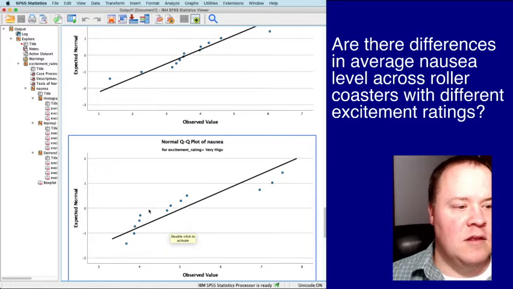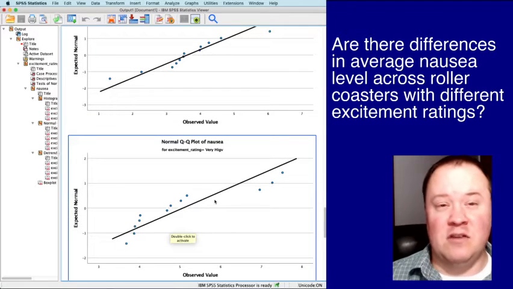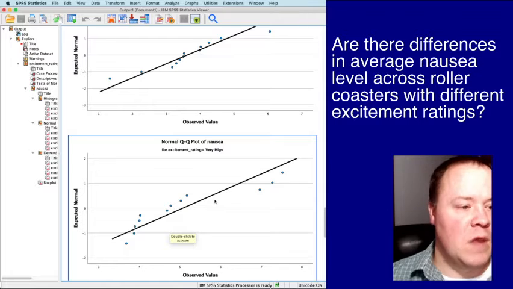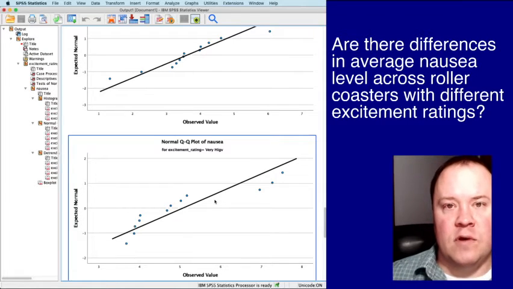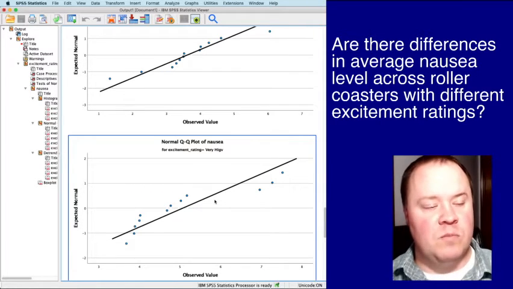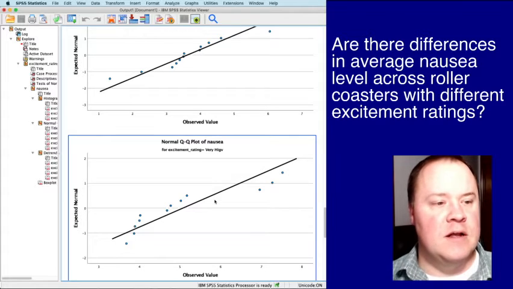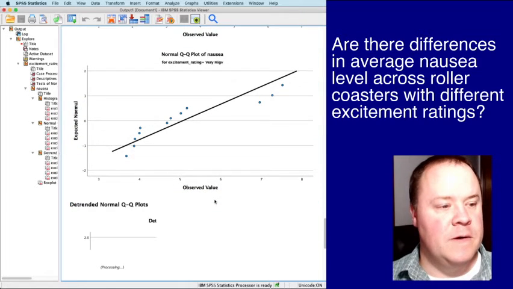And this one is a little bit more difficult to tell that it's actually a straight line. And a lot of this, again, is because there's only 12 data points. So keep that in mind. But I think getting used to looking at these plots is important.